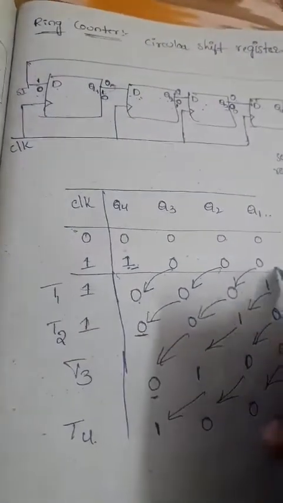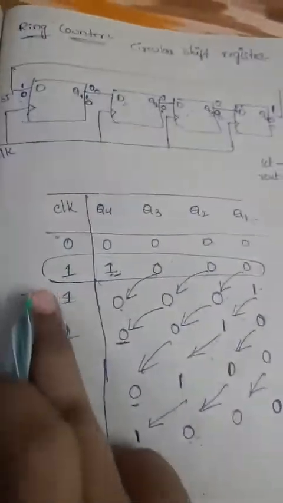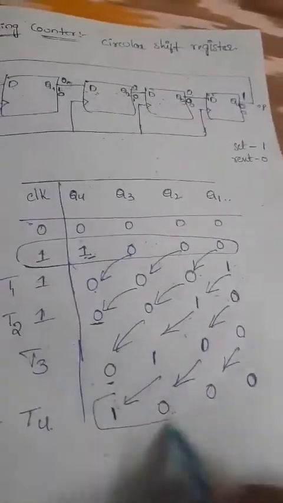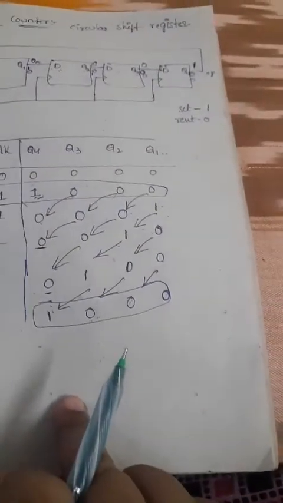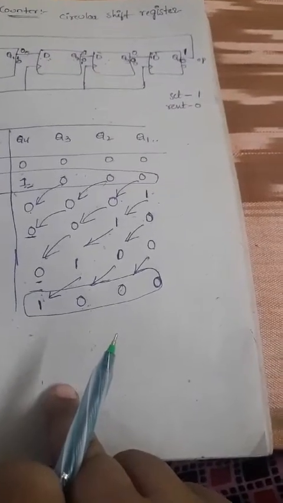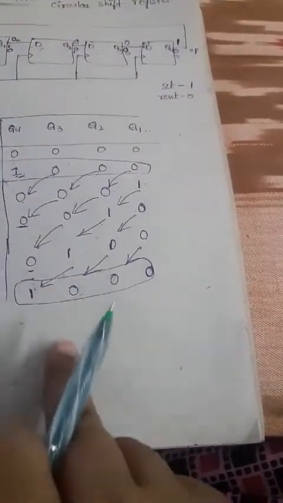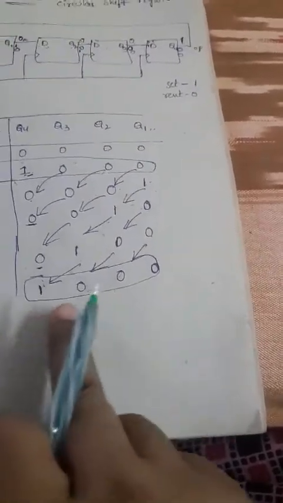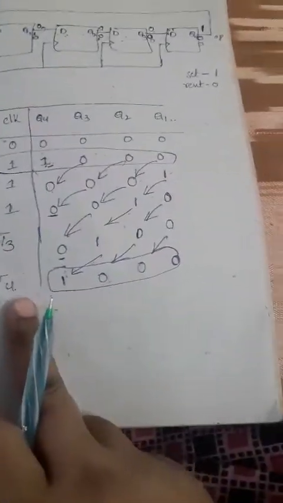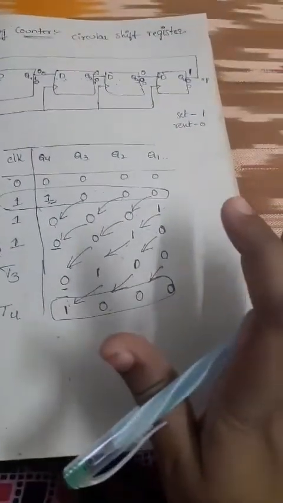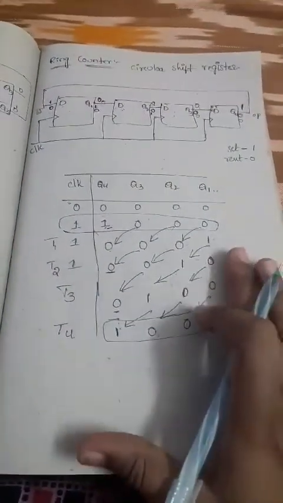So here, initially we are giving the data as 1000 for all the flip-flops' outputs. After reaching the 4 clock pulses, again we are getting the same data, 1000, 1000. So the counting sequence continues till the counter counts 1000 at the 4th clock pulse. So this is the counting sequence of the ring counter. Okay, so this is the explanation about the ring counter.